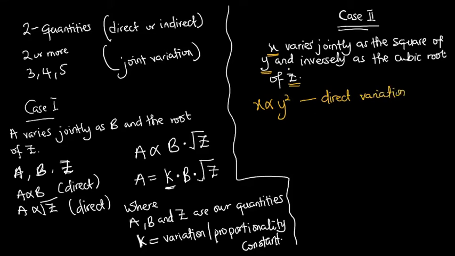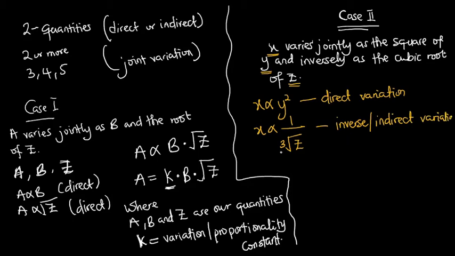Now we have over here and inversely as the cubic root of z, which means S also varies inversely, which becomes 1 over what? The cubic root of z. And this is what? This is an inverse or an indirect variation.